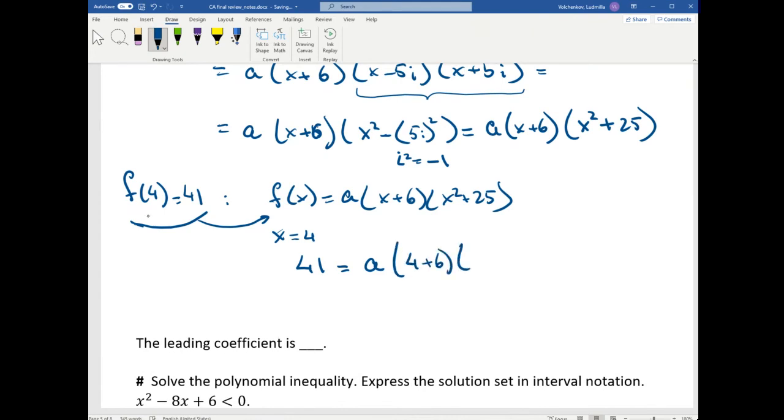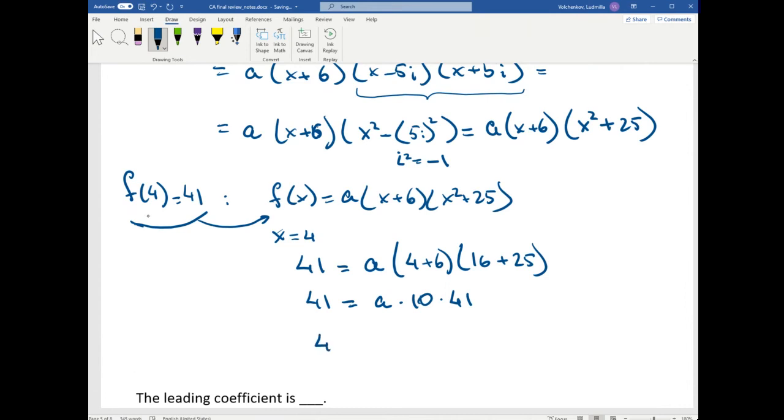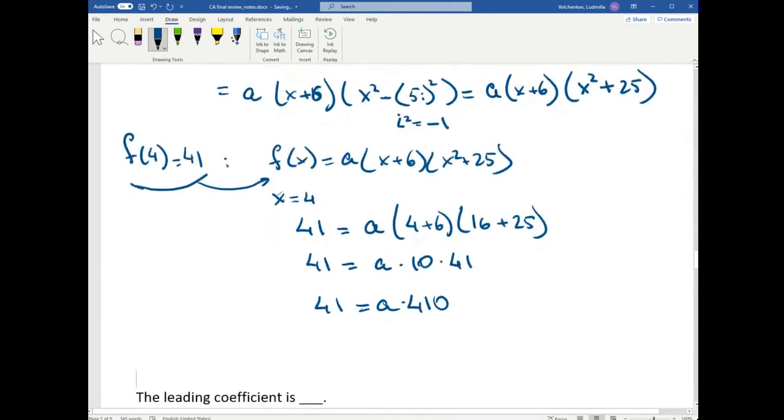4 plus 6 times 4 squared, 16 plus 25. You see we got an equation with only one unknown. 41 equals a times 10 times 41. 41 equals a times 410. To find a, we want to isolate a on one of the sides of the equation. So we divide by 410 on the left and on the right and get a equals 1/10. So the leading coefficient is 1/10.